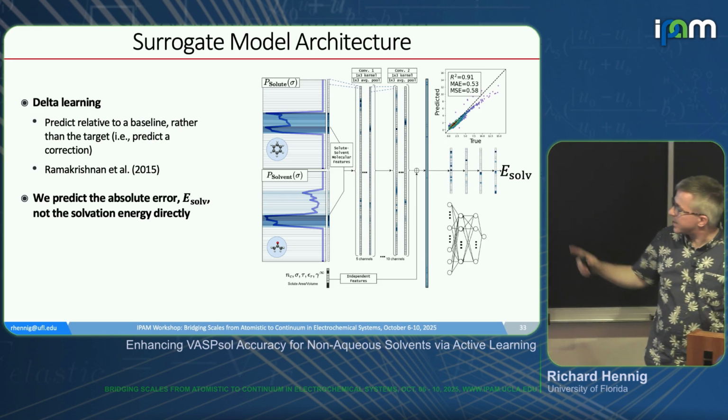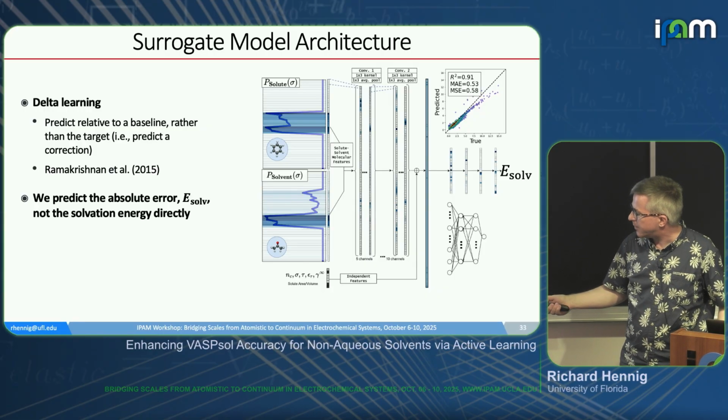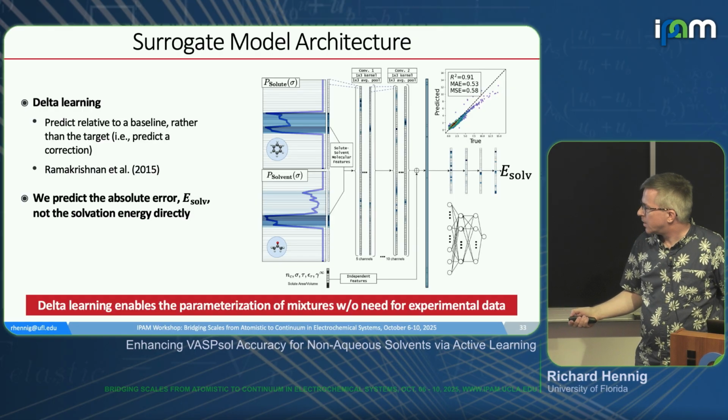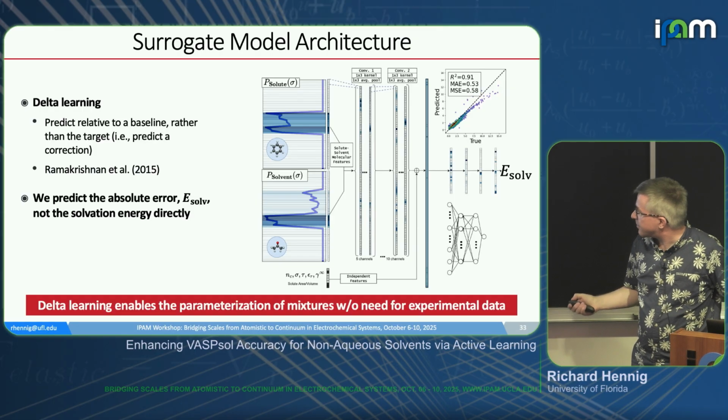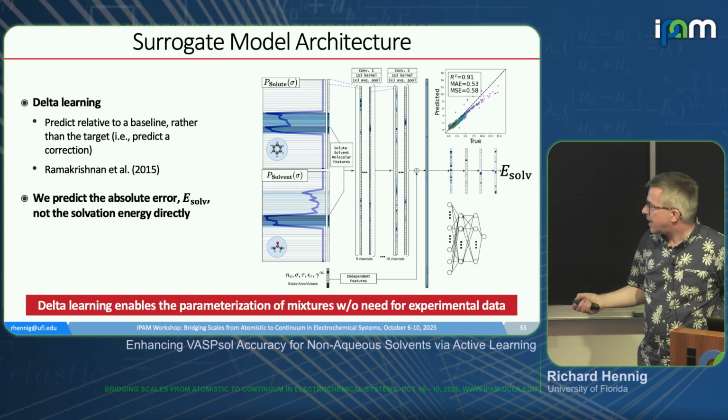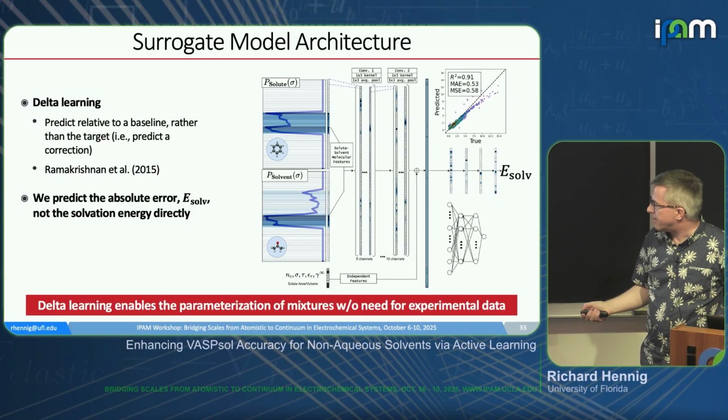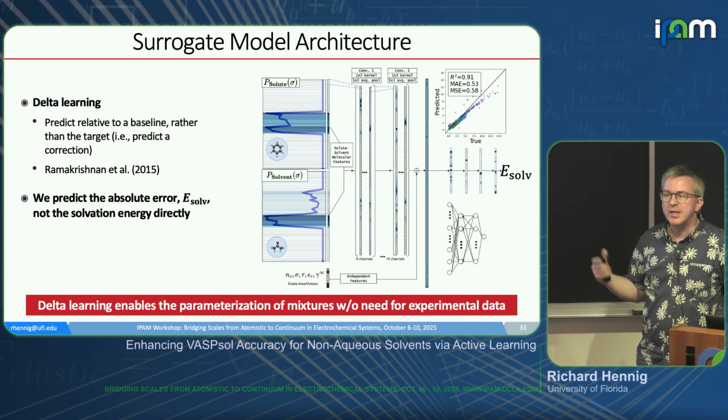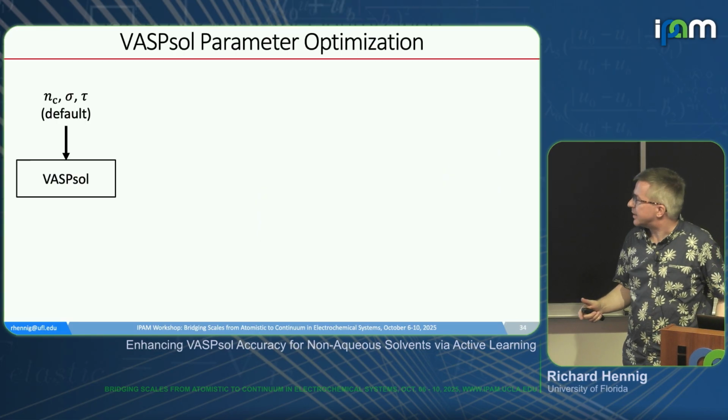So we're going to now take that surrogate model and just with that surrogate model minimize the error by varying NC, sigma, and tau. So essentially what we're doing is a form of delta learning, and it allows us in the end to even look at mixtures where we don't have experimental data, because as long as we have this input, this will give us the error our model would give, even for data it has never seen.